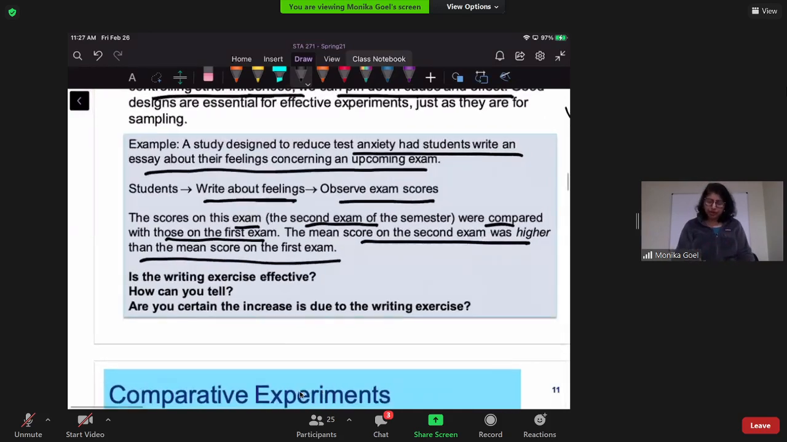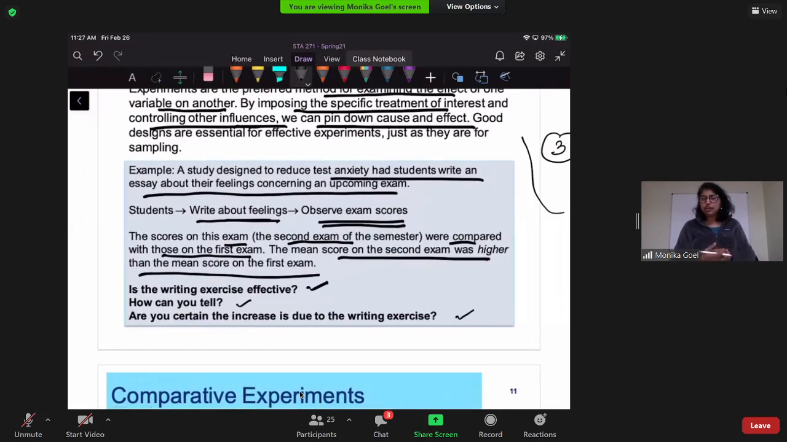Score. And now the question is, is this writing exercise effective? If yes or no, how can you tell? Are you certain the increase is due to the writing exercise? Can we do the same for our test too? You all can write an essay about your anxiety about your test too, and then do nothing about your chapter 3 and chapter 4 concept and just take the test and your test score is higher. Will that be possible?